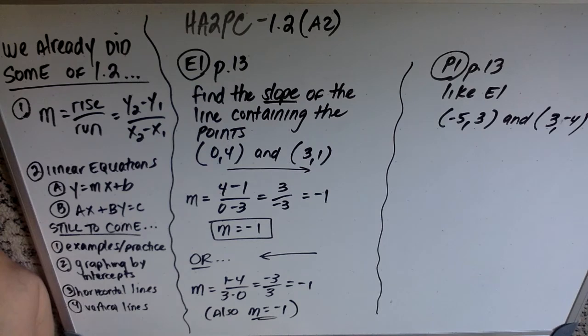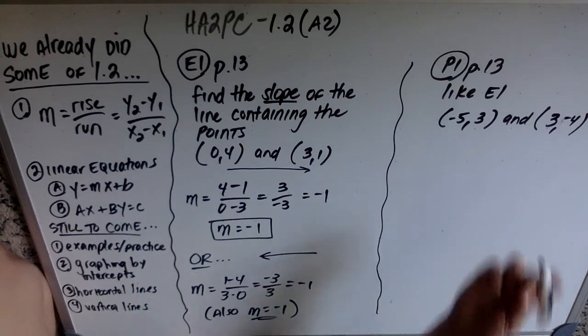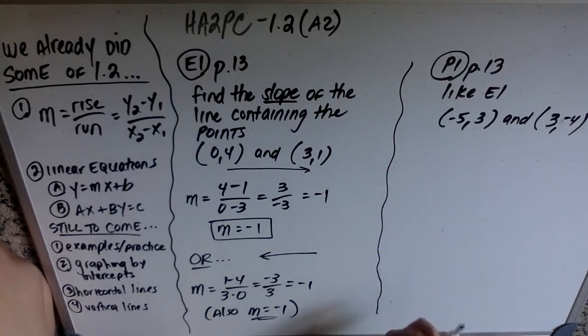So as usual, if you don't want me to do P1 before you get to try, you should pause the video and try P1. P1 is exactly like E1. It is also on page 13. It says try this. So we're going to find the slope of the line containing the points (-5, 3) and (3, -4). So I'm going to go ahead and do this, and if you don't want to do it, then you don't have to. So again, you can pause, or you can just watch me do it. Up to you.